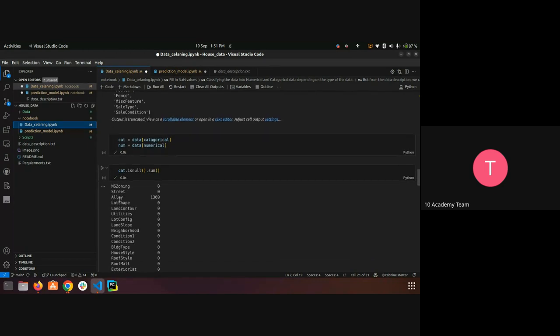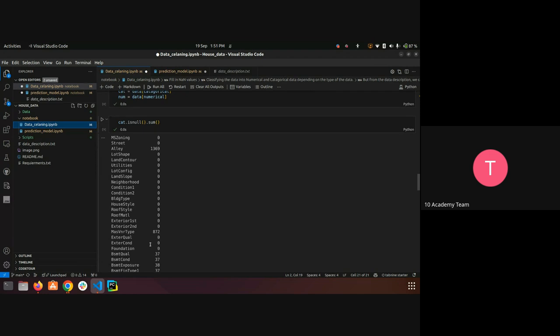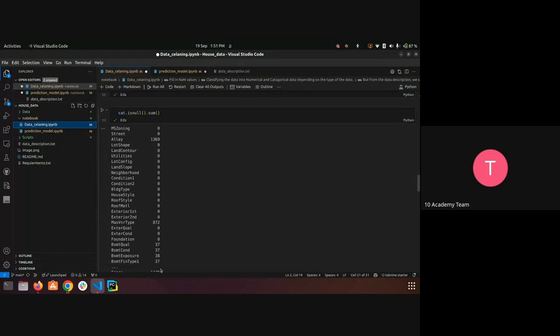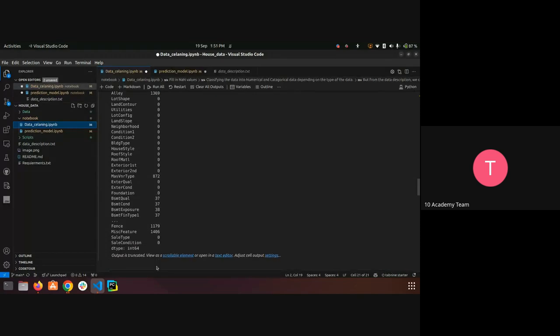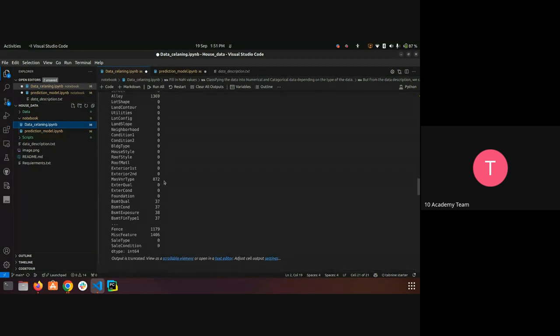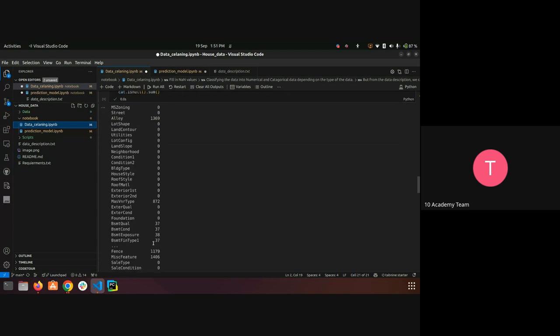For the categorical ones, there's alley and miscellaneous type, I think. Basement quality, basement condition, basement exposure, basement type, and so on, fence, and miscellaneous features, and so on, right? So these are the null values. As I was saying earlier, what does a null value for alley mean? Does it have a meaning? And here, this is key.